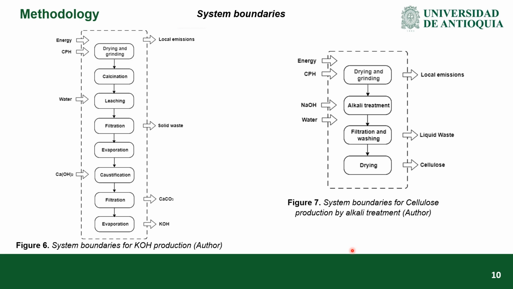The first was alkaline treatment. This process starts with the CPH pretreatment and ends with the drying of the cellulose. The inputs were energy, the CPH, sodium hydroxide, and water, and the outputs were local emission, liquid waste, and cellulose.